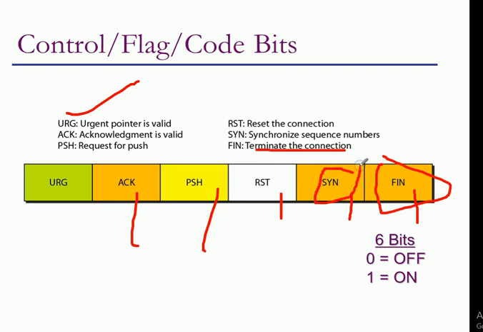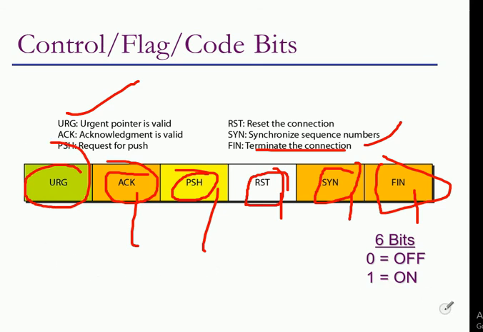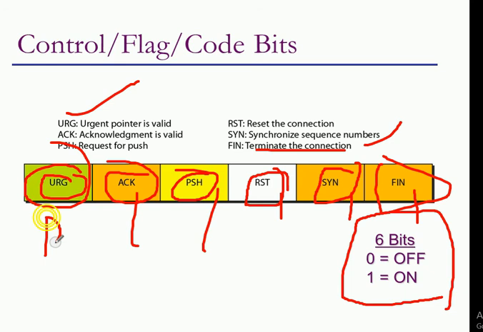To synchronize sequence numbers, you use this. To reset the connection, you use this. To push means request. Acknowledgement means, okay, I am accepting this. Urgent will stand for if it is urgent. VIP. 6 bits. 0 stands for off, 1 stands for on. So if this is working, it will be 1, and if it's not working, then it will be 0. We'll get to know this.